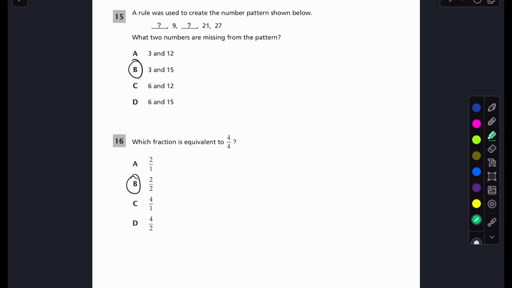In 15, we have a rule, and a rule created this pattern: a number, 9, a number, 21, and 27. I need to figure out what those 2 missing numbers are in the pattern. So I'm going to start by just rewriting.